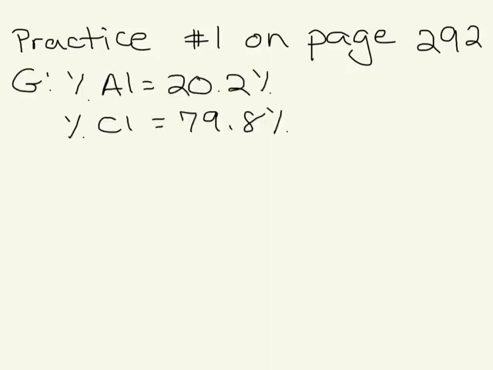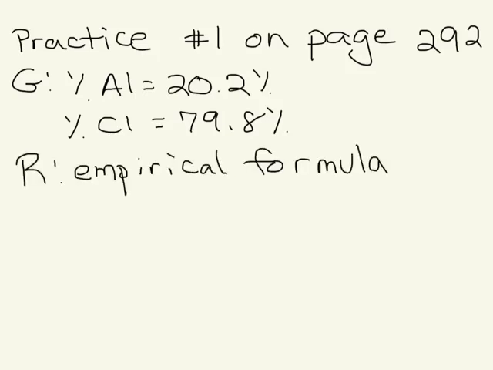So for this particular problem, again, let's write our givens. The percentage of aluminum is 20.2%, the percentage of chlorine is 79.8%. What we're looking for here is the empirical formula. For empirical formula, we're going to just write a general equation to represent this, and then we'll fill it in with the actual numbers. So we're dealing with Al, and we're going to say x to represent the subscript that would go with aluminum, and then chlorine, and we're going to use the subscript y to represent the number that goes with chlorine.